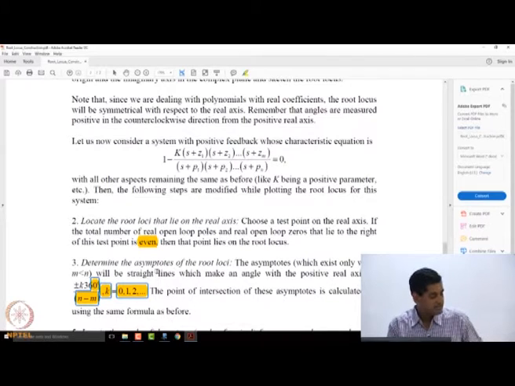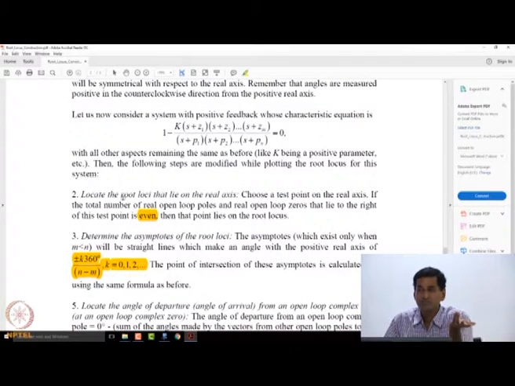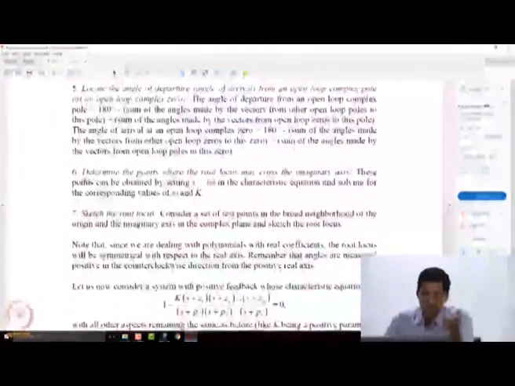Because what was an odd multiple of pi now has to be an even multiple of pi, consequently we get this change: plus or minus 360 times k divided by n minus m. So, once again we are going to have n minus m asymptotes. The point of intersection of the asymptotes on the real axis, that formula remains the same: sum of open loop poles minus sum of open loop zeros divided by n minus m. That does not change. Let us come to step 4.